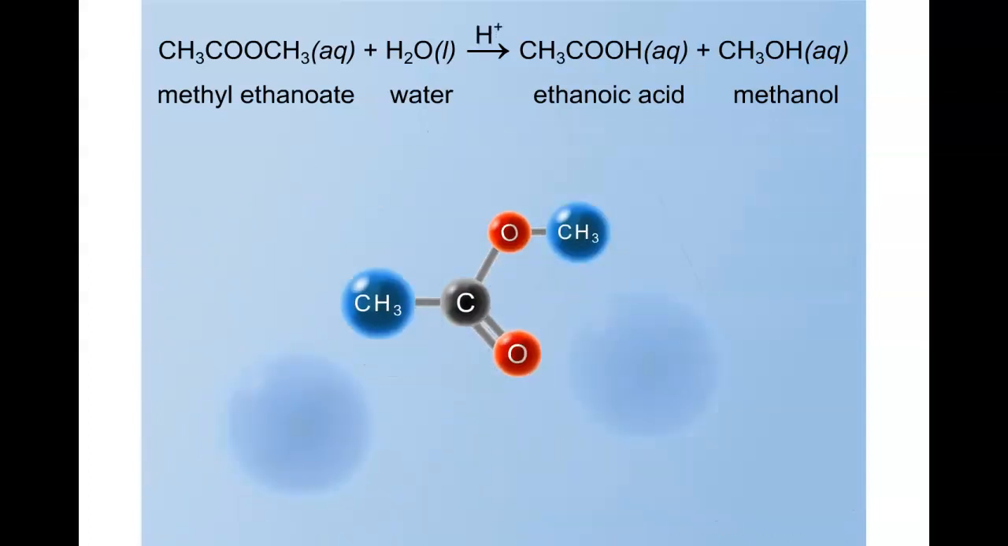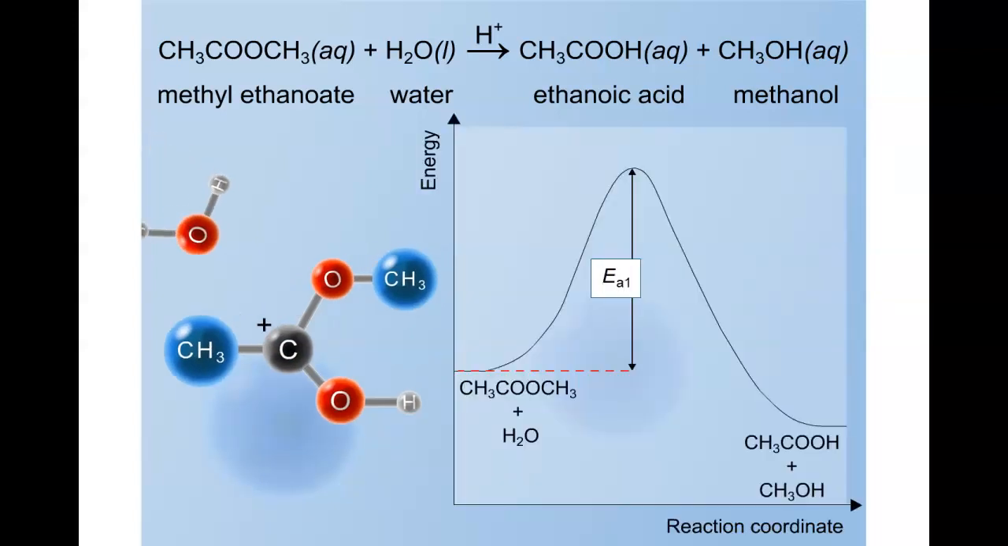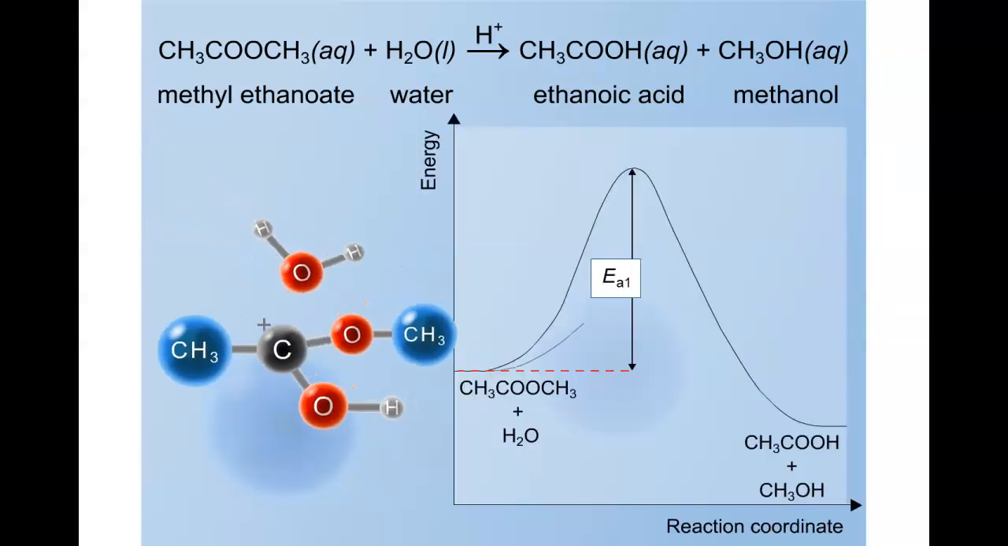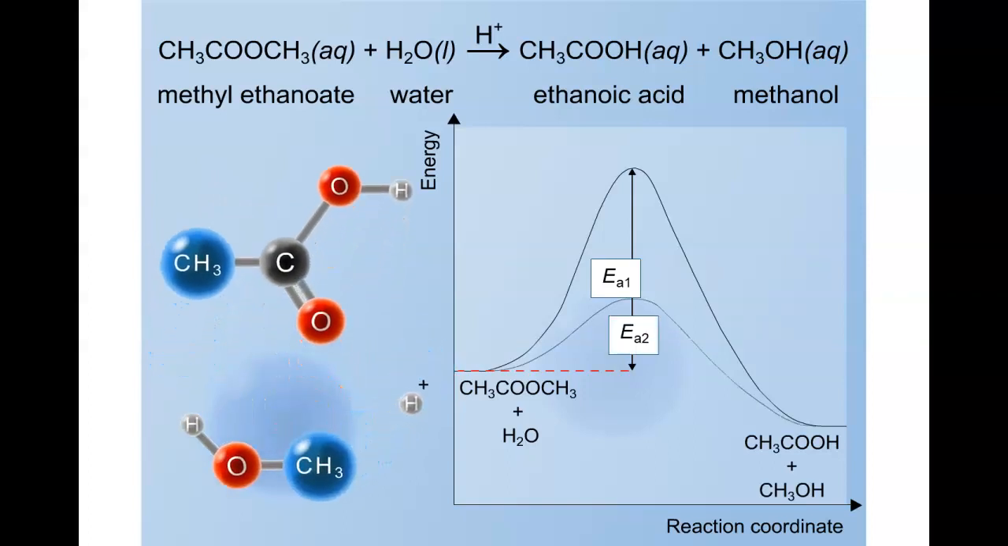Ester hydrolysis can be catalyzed by acids, though. A positively charged hydrogen ion bonds to the oxygen carbonyl atom. A carbocation is formed, with one positive electrical charge situated on the carbonyl carbon atom. A water molecule is attracted to this reaction site much more strongly. The reaction has a lower activation energy and can proceed much more quickly.